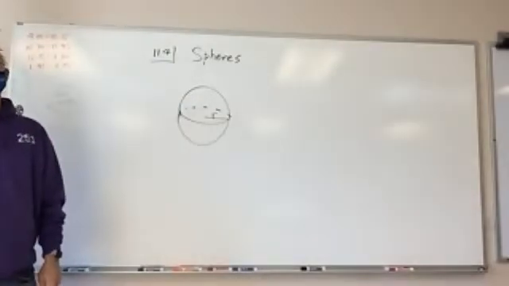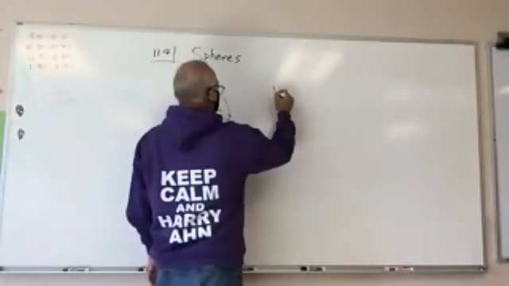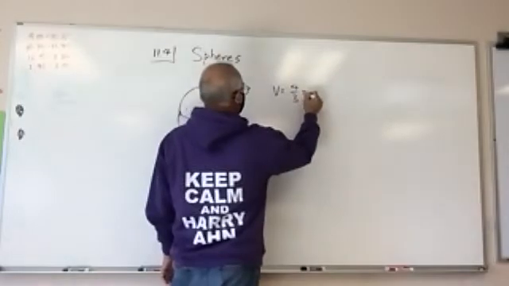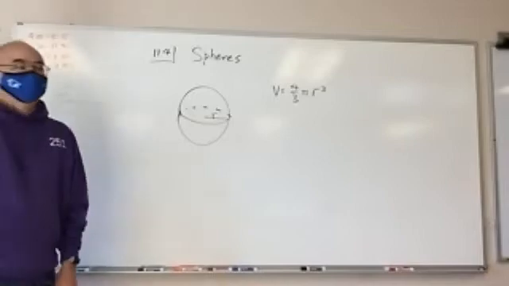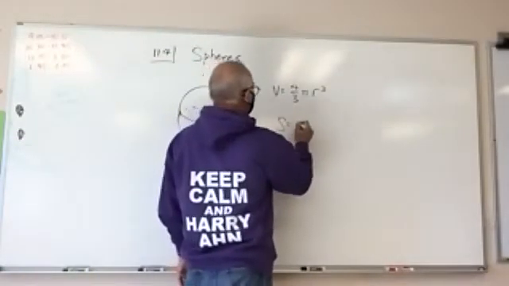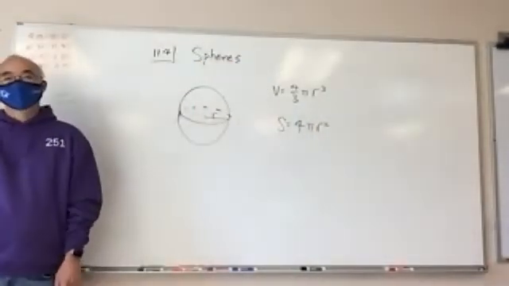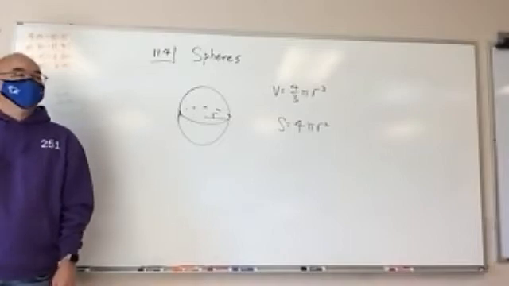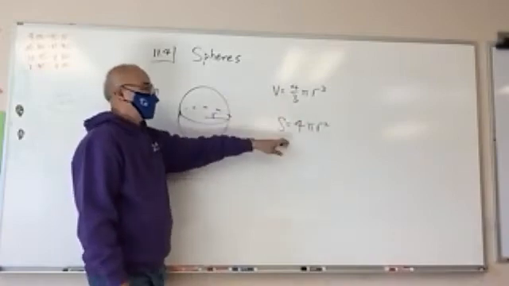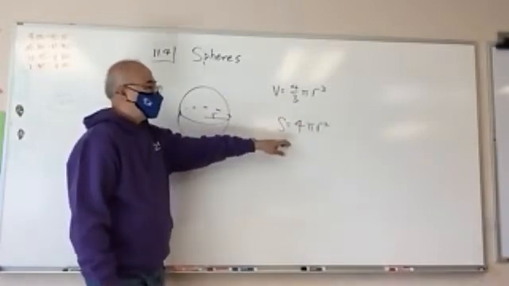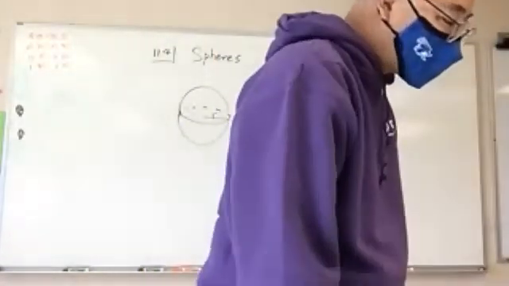We're going to learn two equations today. The first one is the volume of a sphere, and the second is the surface area of a sphere. These are the two equations that you need to learn today. Volume is 4/3 pi r cubed. The surface area is 4 pi r squared.